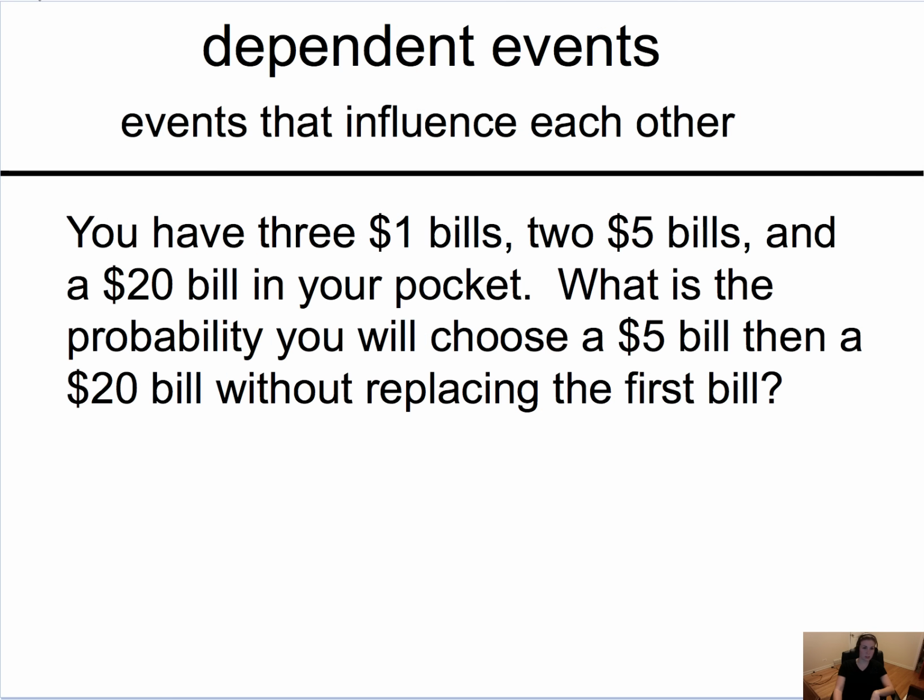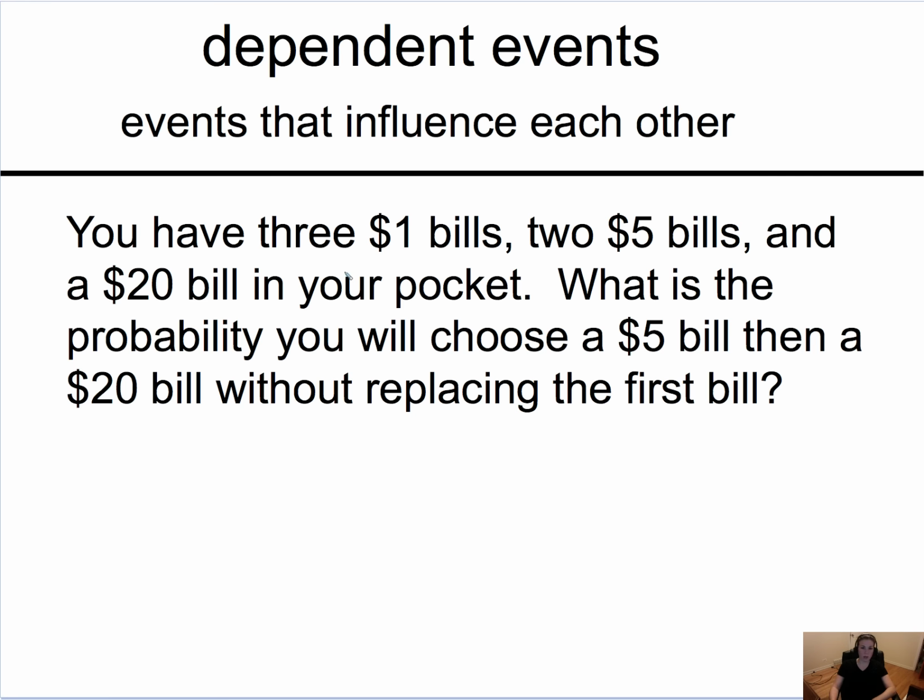Okay, now let's take a look at a dependent event. You have 3 $1 bills, 2 $5 bills, and a $20 bill in your pocket. What's the probability that you will choose a $5 bill, then a $20 bill, without replacing the first bill?